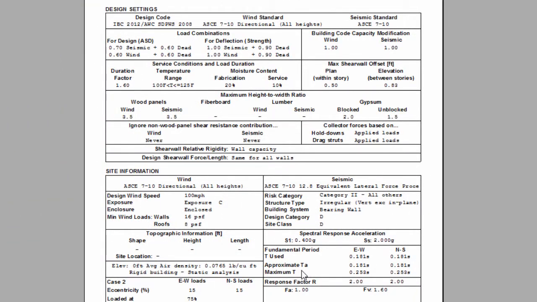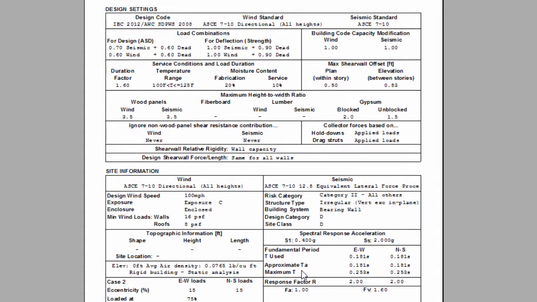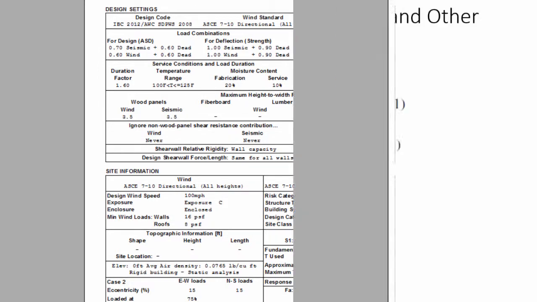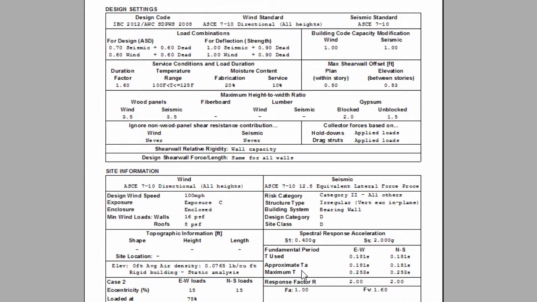The short period response acceleration parameter is dependent upon the site foundation factor Fa and the 0.2 second map acceleration parameter Ss, whose relationships are described by the following equations. The foundation factor Fa itself is dependent on the site class and the 0.2 second map spectral acceleration parameter Ss, and can be determined using the following table of ASCE 7.